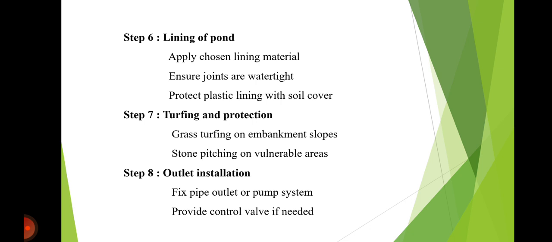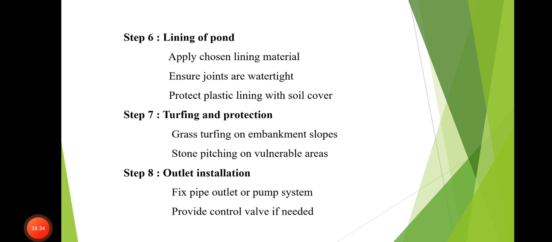And the last is the protective measures. Provide grass turfing on embankment slopes. Use stone pitching where erosion risk is very high, and fence the pond to prevent damage by animals. Construct drainage channels around the pond if it is necessary.